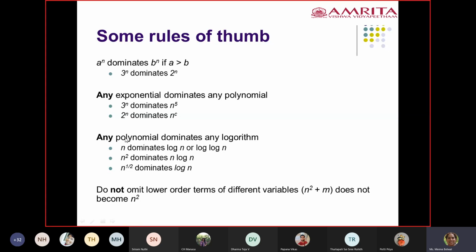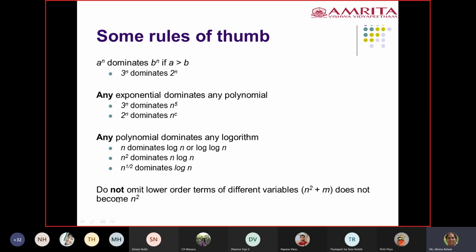So that's why it is written any polynomial. N to the power half is also a polynomial, though it's under root of n, right? But it is a polynomial. N to the power half will dominate log n. Okay, so these are some rules of thumb.